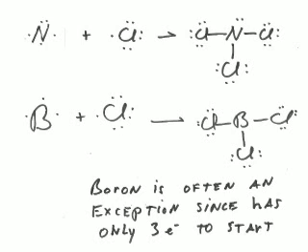And this is again an exception to our octet rule. You have to keep in mind the octet rule is a rule of thumb. That is, it works most of the time, but there are exceptions. And it turns out boron compounds frequently are exceptions to the octet rule, simply because the boron runs out of electrons before it can form enough bonds to reach its 8.